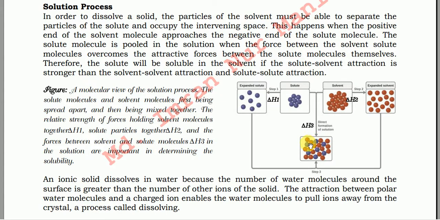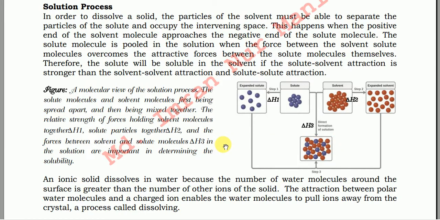Whenever the attraction between solid molecules and solvent molecules is stronger, then the solid molecule will have interaction with the solvent molecule. Conversely, we can say that the solvent molecule will have interaction with the solid molecule, and in this way they will form a solution. So the attraction between two solid molecules must be weaker. On the other hand, the attraction between two solvent molecules also must be weaker, but the attraction between the solid molecule and solvent molecule must be stronger. In this way, the solution process takes place.